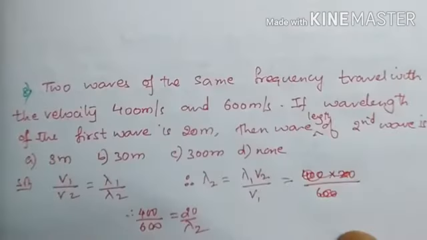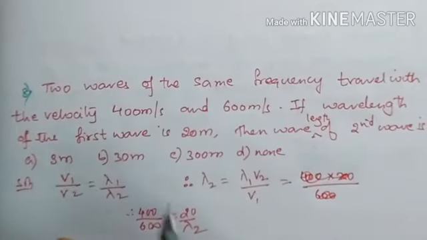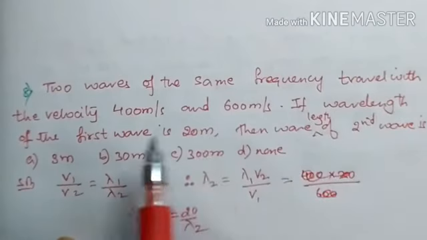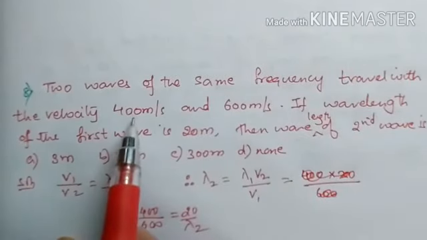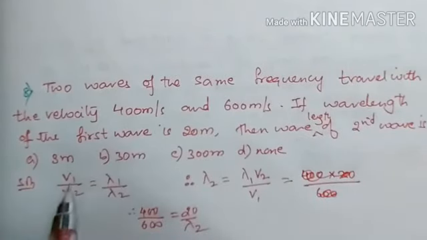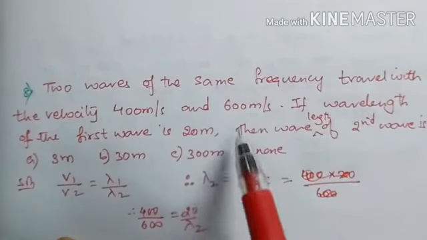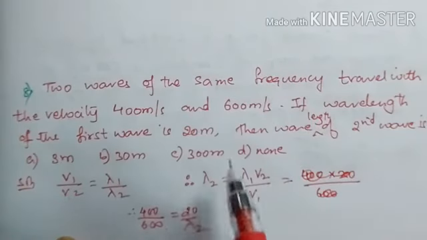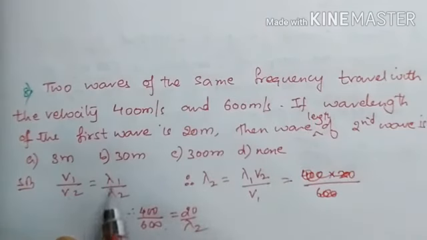Okay students, understand this problem. Two waves of the same frequency. We have two waves now, traveling with different velocities. The first wave travels with 400 meters per second, so V1 is 400, and the second wave with 600 meters per second, so V2 is 600. If the wavelength of the first is 20 meters, what is the wavelength of the second?